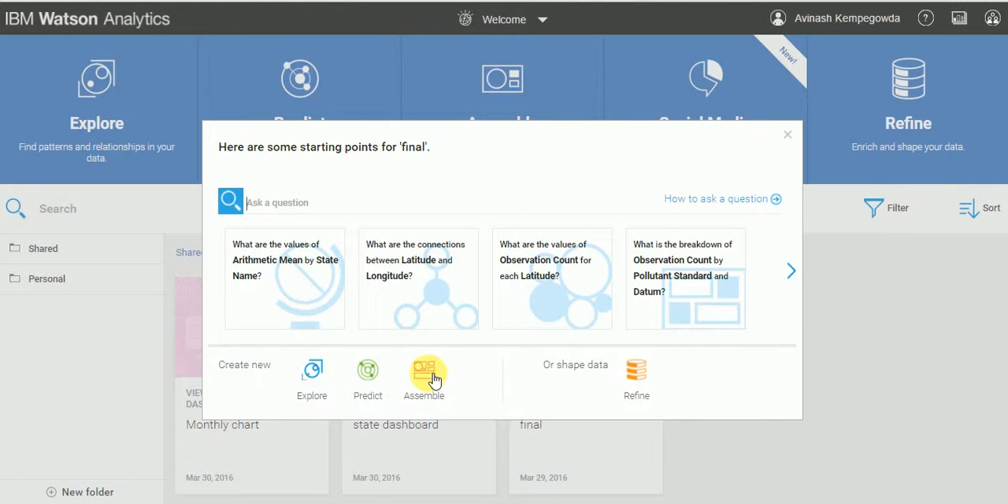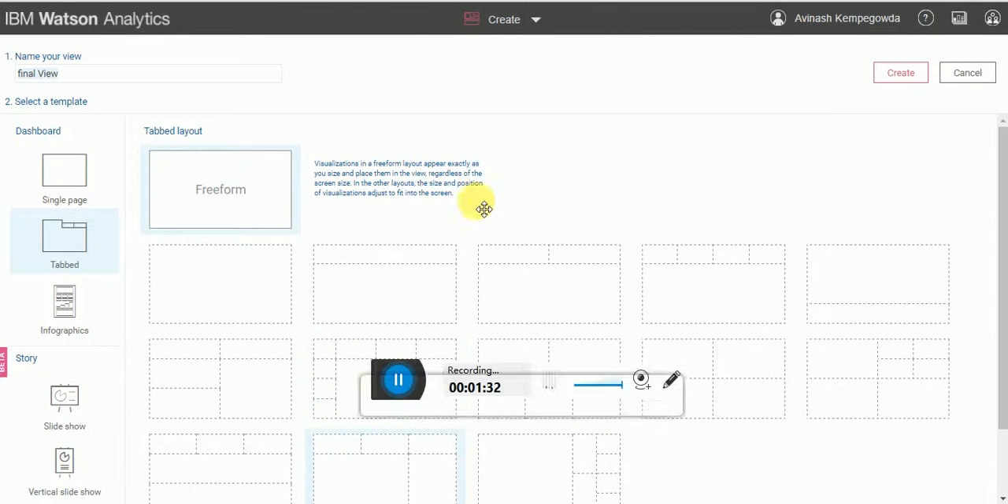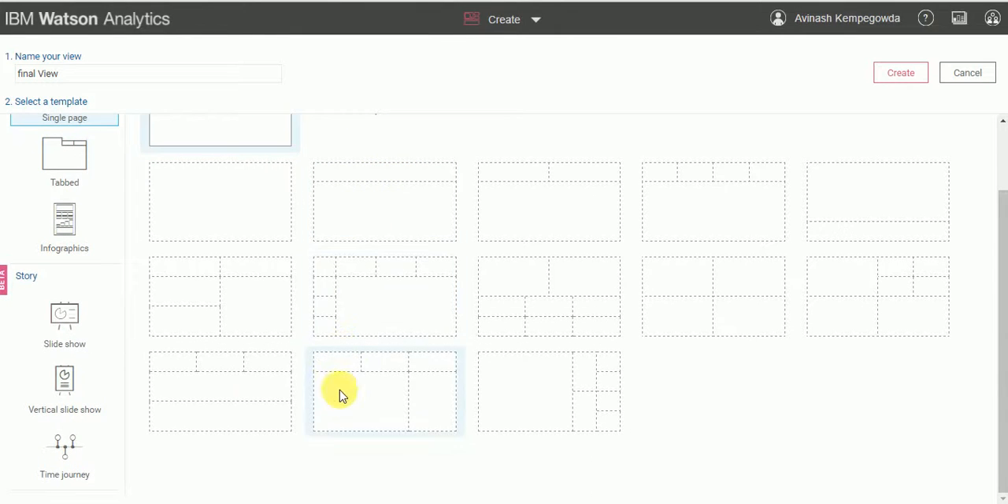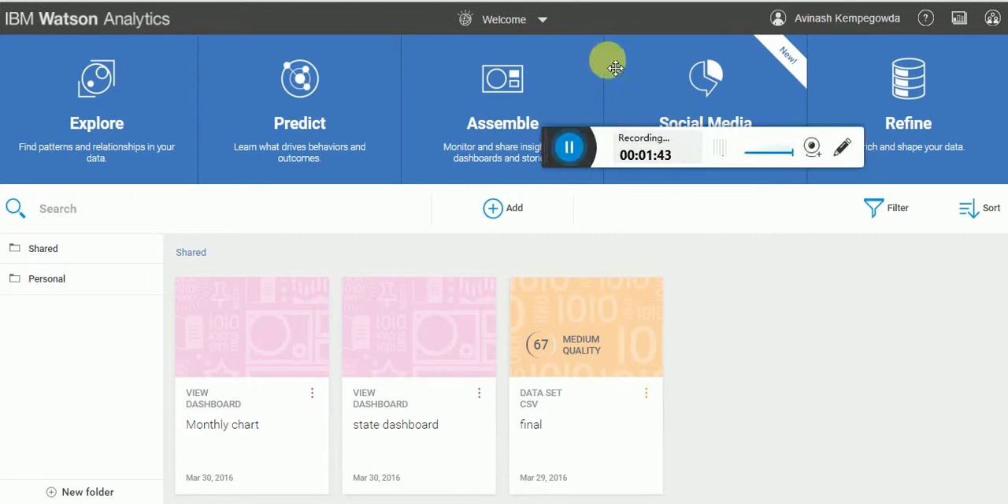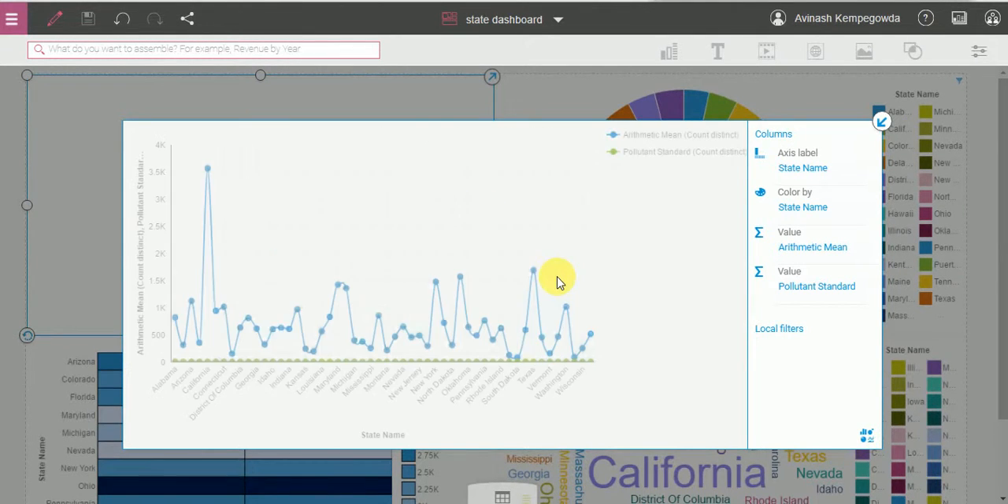Moving on to the predictions, exploration, and the assembly. As we can see here, I'm moving to the assemble. In assembly, there are many dashboards as we can see, whereas I am using the single page one with the 4 combinations. I have already created the state executive dashboard. Here are the 4 visualizations, and this is the line visualization wherein the pollutant standard and the arithmetic mean are plotted on the y-axis, and the x-axis contains the state name.